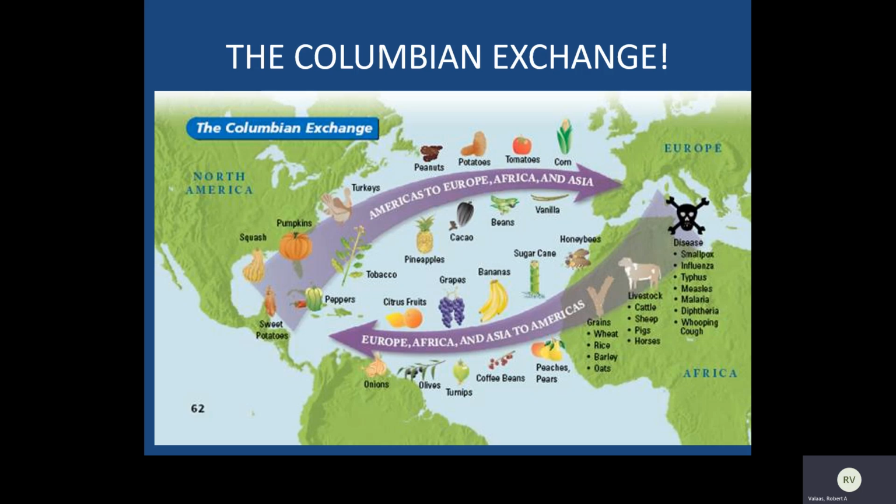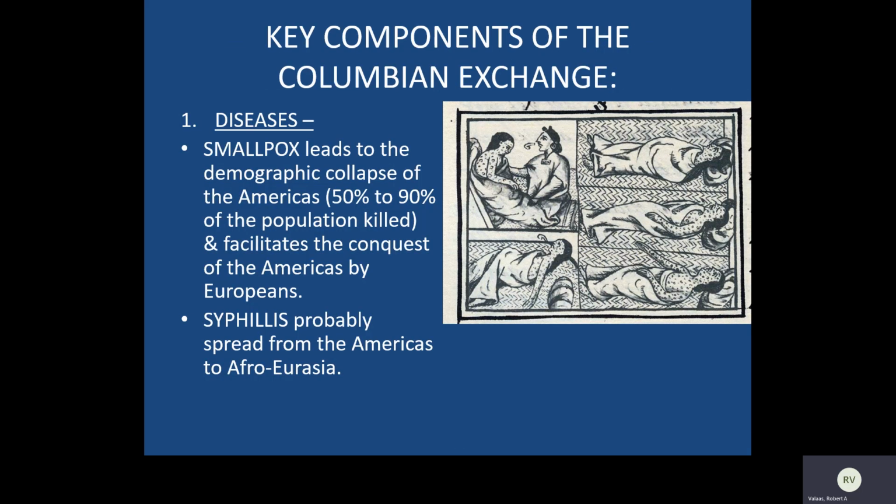So we are going to spend a little bit of time here on the Columbian Exchange and its key components. The most devastating of which undoubtedly were the diseases. This was a two-way street. There were, according to most historians who study this, some diseases like syphilis, the sexually transmitted disease, that went from the Americas to Europe. But the most devastating ones went the other way, from Afro-Eurasia to the Americas.